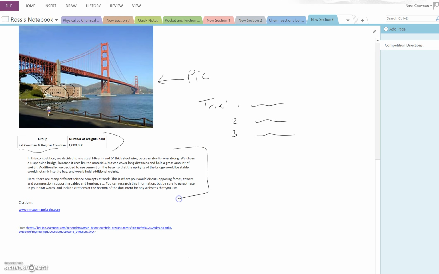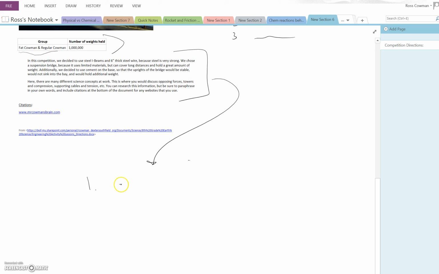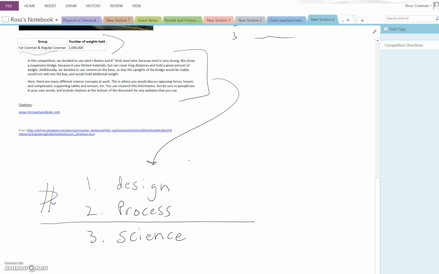This here, though, is our write-up. Now remember, this one's definitely short because I didn't actually build the Golden Gate Bridge. I know, disappointing. But it should be 2 paragraphs in length, and it should cover, in general, 3 things. Those 3 things, I'm going to write them down here. One is your design, your process, and finally, the science. In the instructions, I divided this up into paragraph 1 and paragraph 2. That's a perfectly fine way to write it, and it makes sense.